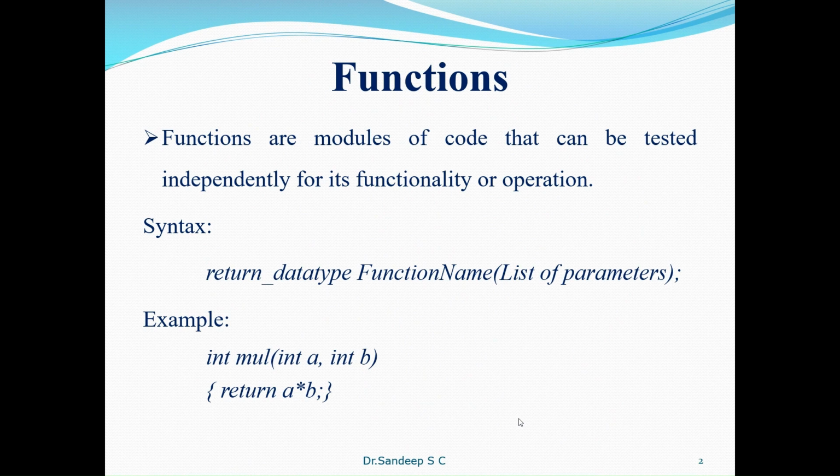Any block of code should be made into a function if it can be tested independently and it is reused. Then we make a function for that particular operation, and we can use it whenever we require that operation. We call the function. Okay, so in a function we have basically two parts. One is a declaration part, another is a definition part.